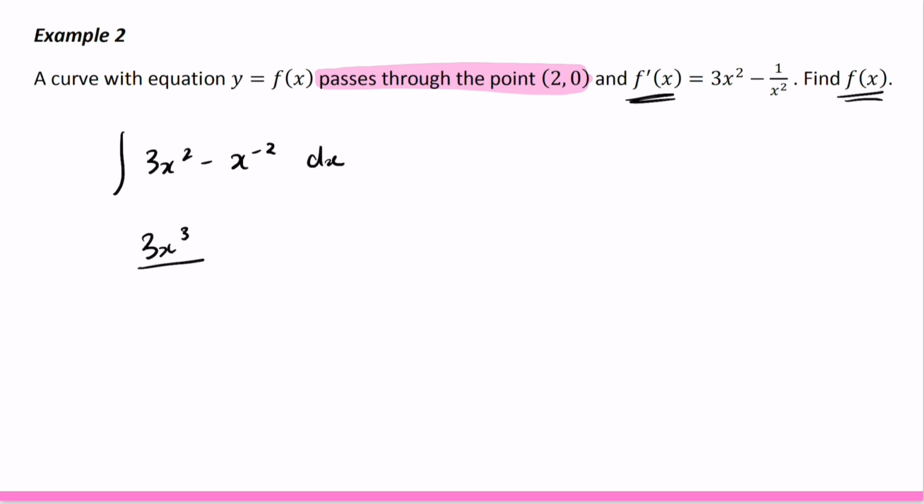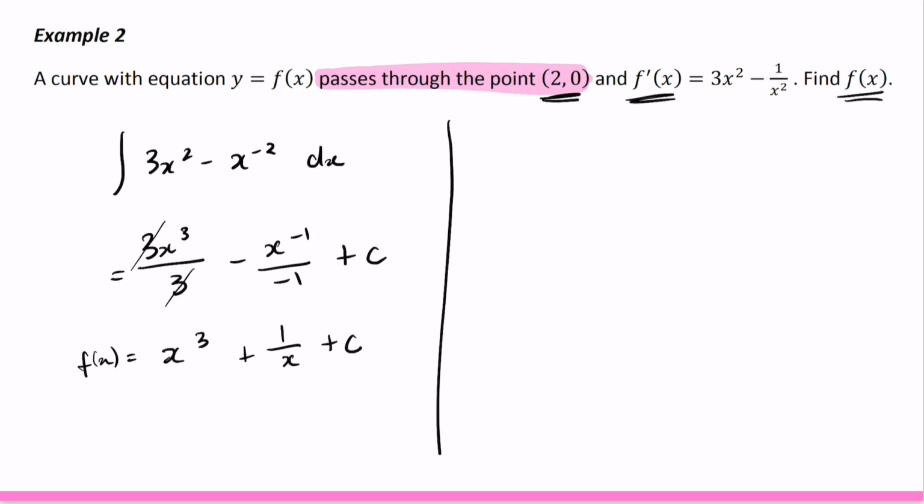So add 1 to the power, divide by the new power. Add 1 to the power, divide 1 by the new power, and don't forget that plus c. Simplify this, so the 3's cancel out, so that'll be nice. The negatives cancel out, and I'm just going to take the x to the bottom plus c. So that's what I end up with. That's what my f of x is equal to.